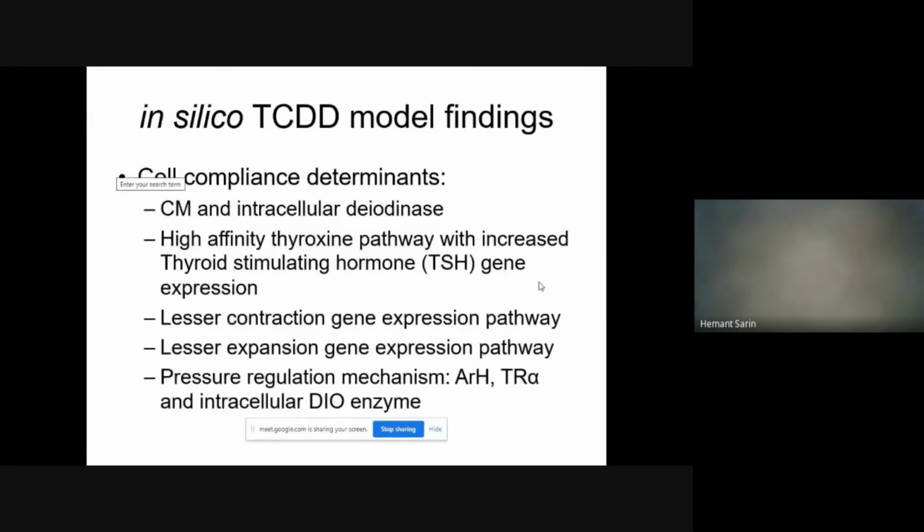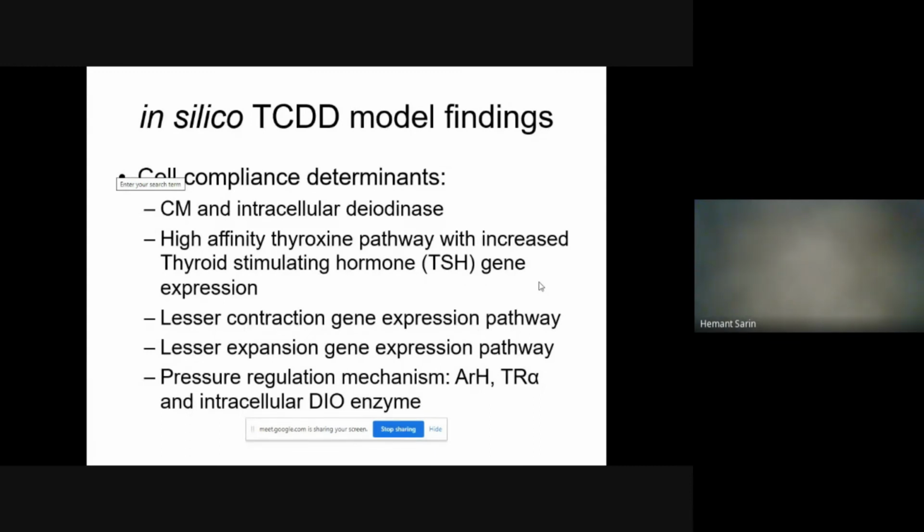It's been deemed a high affinity thyroxine pathway, with the thyroid stimulating hormone gene expression increased. It's predicted to be increased in this pathway, and therefore it's a lesser contraction, lesser expansion gene expression pathway. This is consistent with what is known and has also recently been reviewed with more recent research, building on previous research where actual measurements have shown that there is a reduction in compliance.